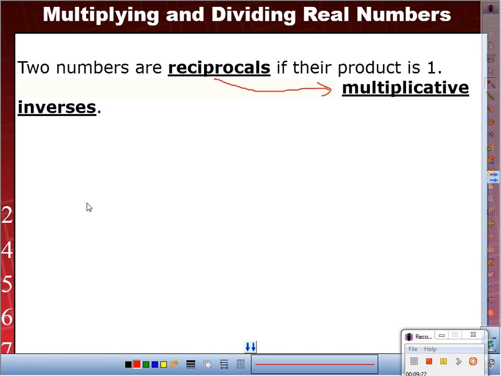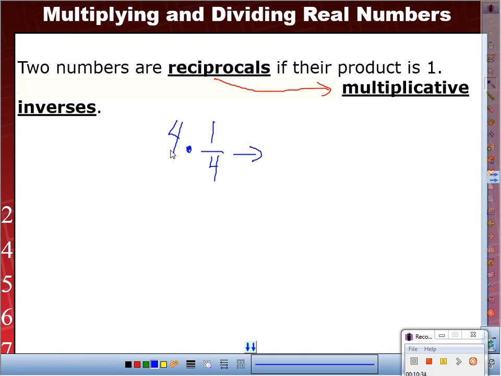So next time you see the word reciprocals, you think about multiplicative inverses. So what does that mean? Let me show you really quick. Here we look up. If we have 4, the reciprocal of 4 is 1 over 4. Because it says here that their product has to be 1. Pay attention to this. That means that the answer has to be 1.